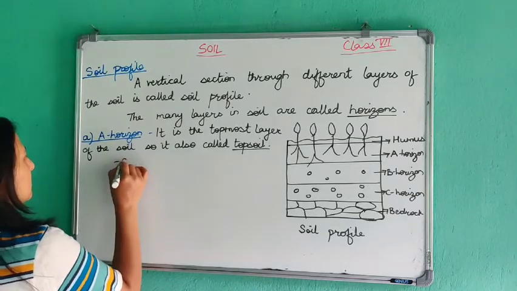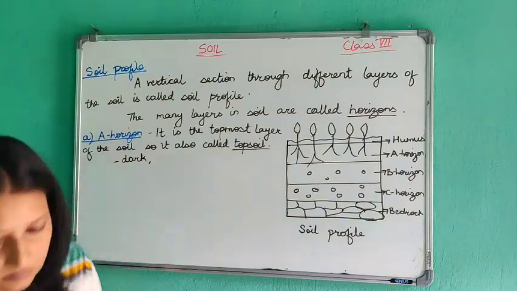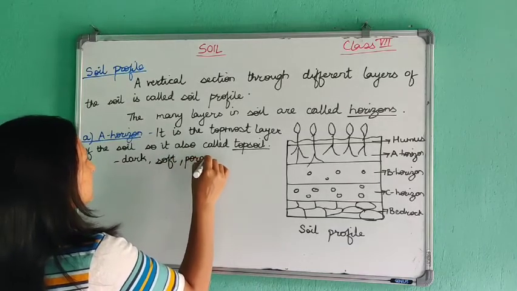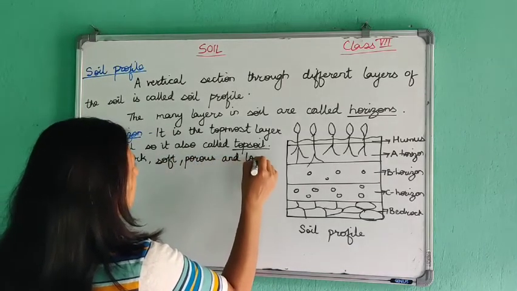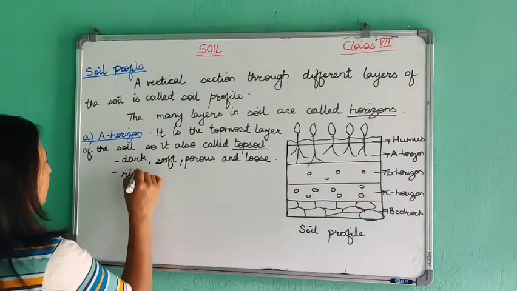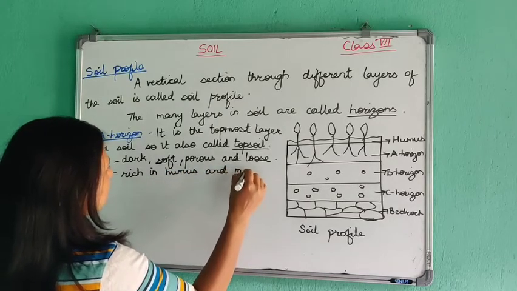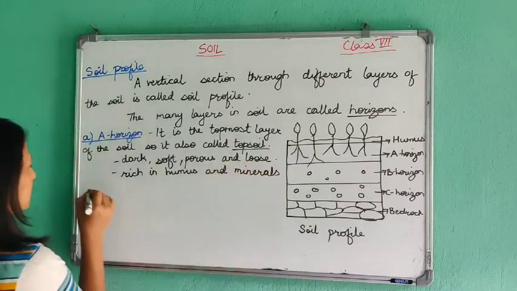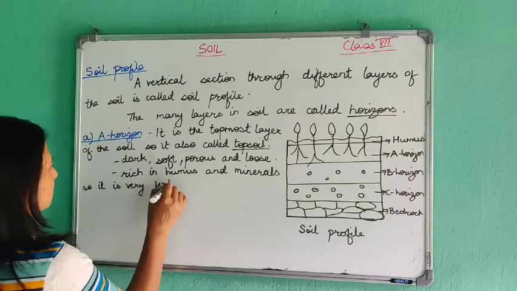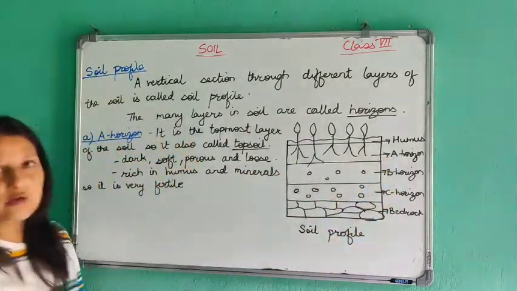Okay, it is dark in color. कालो परेको अँधेरो कलरको हुन्छ. Okay, it is dark, it is soft, it is porous, and it is loose. Okay, alright, it is rich in humus and minerals. So humus and minerals ma rich छ भने, so it is very fertile. हेर्नुस् त, rich in humus. तपाईले देख्नु हुँदैछ A horizon को माथिपट्टि there is a layer of humus.